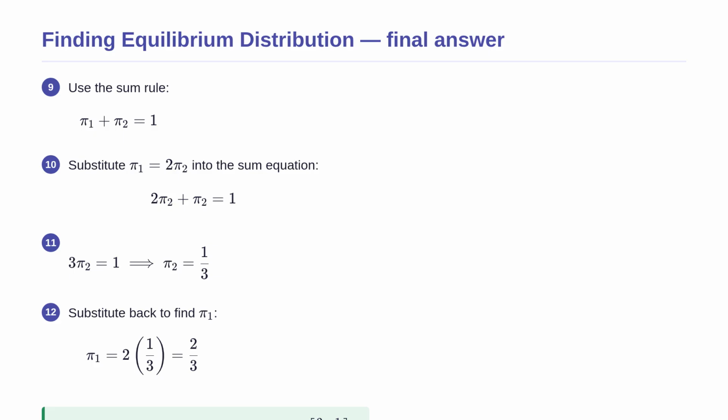To find the exact numerical values, we bring in our second rule. The probabilities must sum to 1. We substitute our ratio into the sum equation, replacing pi1 with 2 times pi2. This gives us 3 pi2 equals 1, meaning pi2 is exactly 1/3. Multiplying that by 2 gives us 2/3 for pi1. So, in the long run, roughly 67% of days will be sunny and 33% will be rainy.